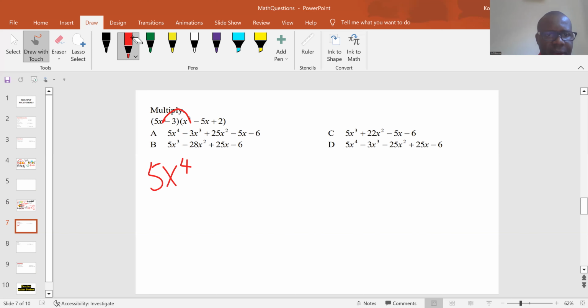The same 5x multiplied by negative 5x. We get negative 25x to the 2nd power. Understand that x multiplied by x gives you x to the 2nd power, and the 5 times negative 5 is negative 25. The reason we have negative 25x to the 2nd power. We take the same 5x, we multiply by positive 2. We get positive 10x.